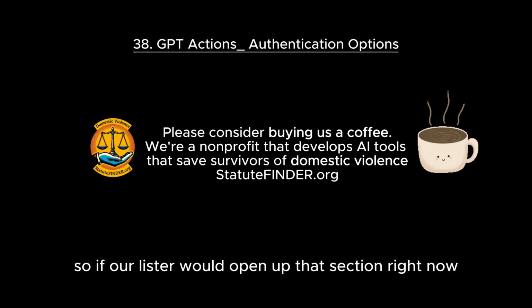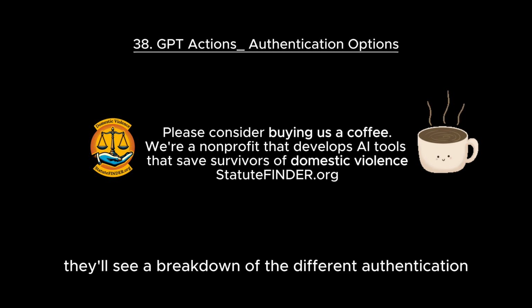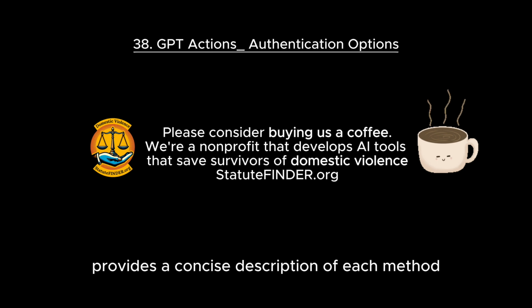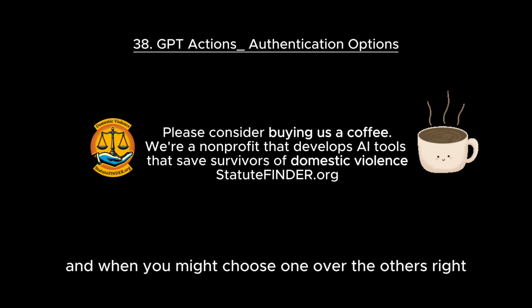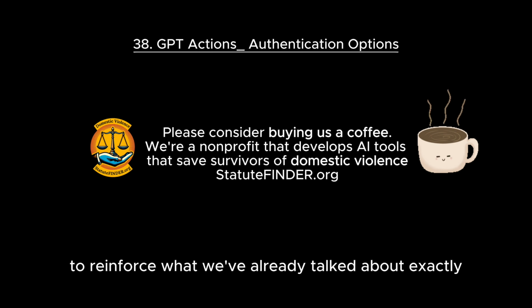So if our listener were to open up that section right now, what are some of the key things they should be looking for? First, they'll see a breakdown of the different authentication methods we've discussed: none, API key, and OAuth. The documentation provides a concise description of each method and when you might choose one over the others. Right, so it's like a quick reference guide to reinforce what we've already talked about.